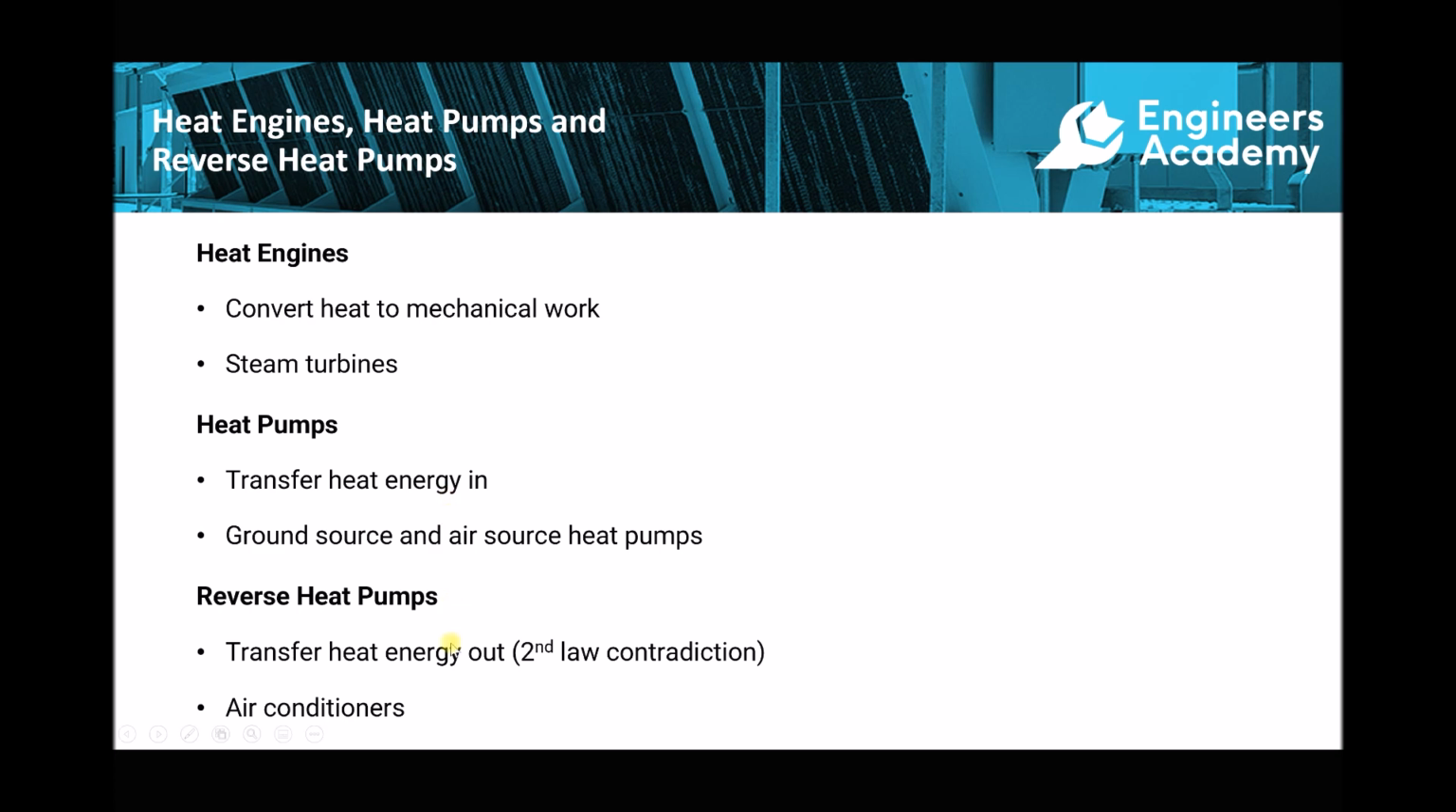So next let's look at reverse heat pumps, and we're going to see a similar contradiction here, except once again we're going to have energy transferring from a cold space to a hot space. The difference here is that our cold space is going to be our room and our hot space is going to be the outside air. So this is typical of what we would see in a refrigerator, or for the purposes of our discussion here, in an air conditioning system.